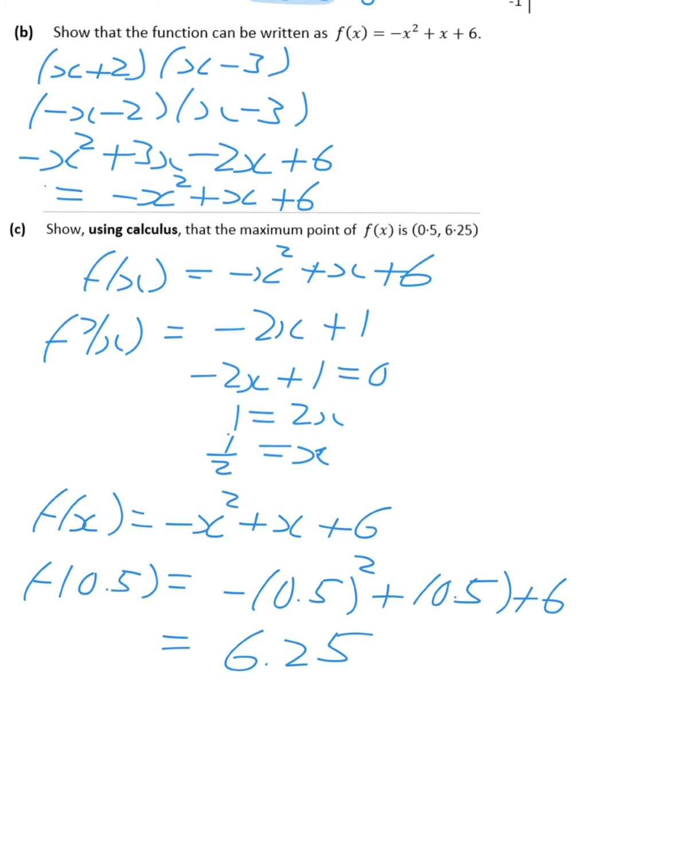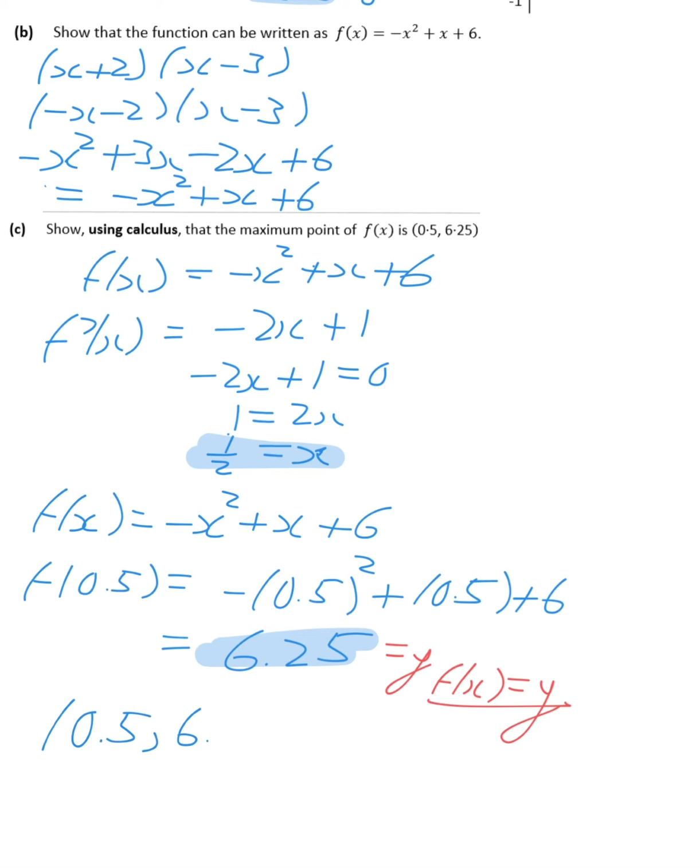Now remember that f(x) is the same as y. So that means the 6.25 is our y part of the coordinate. So the x part we already found, which was a half. Now we have the 6.25. So just writing that as a coordinate, so (0.5, 6.25). And that's exactly what they were looking for, so we know we're correct.